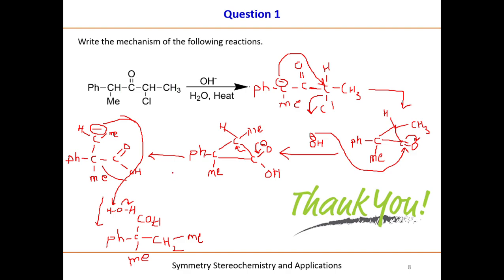So what will happen in the first step? In step 1, the abstraction of the alpha hydrogen will take place. So the alpha proton will be abstracted by this base to give this intermediate, and then this negative charge will attack this carbon atom in an SN2 manner to give the cyclopropane ring. So an intramolecular SN2 reaction will take place here to give the cyclopropanone ring.